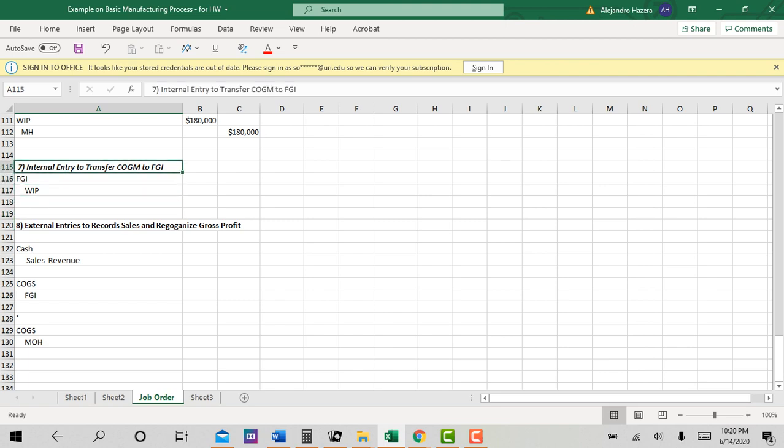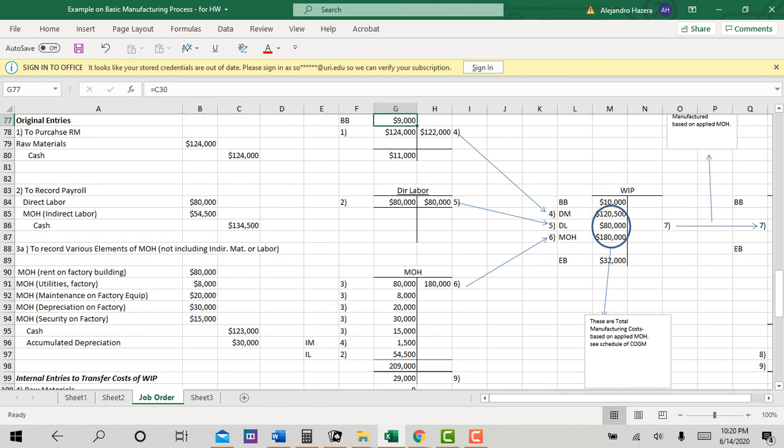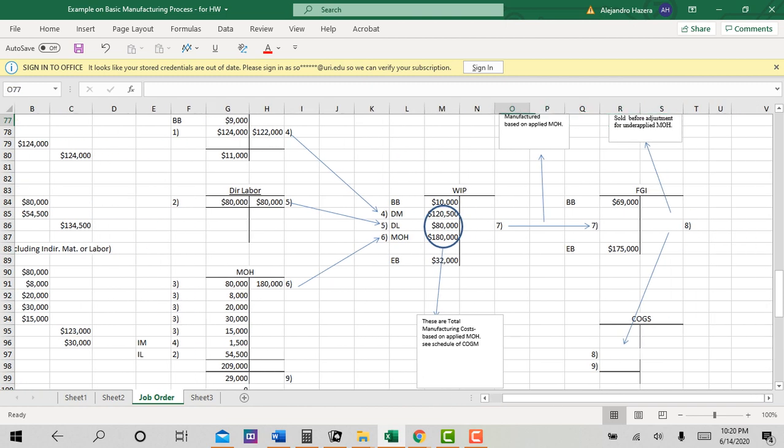Okay, so entry number 7, and I'm going to actually work backwards through these accounts here. Entry number 7 is basically the transfer from work in process over to finished goods inventory. Now this is kind of a calculated entry. What I mean is, if you take your beginning inventory and add your 3 costs that you put in here and subtract out the 32,000, you get a transfer of 358,500. So we've got a credit to work in process for 358,500, and a debit to finished goods inventory of 358,500.